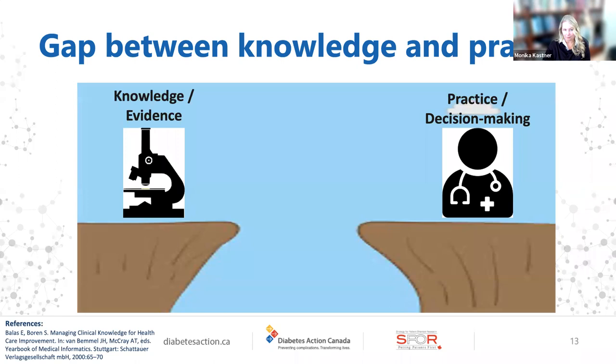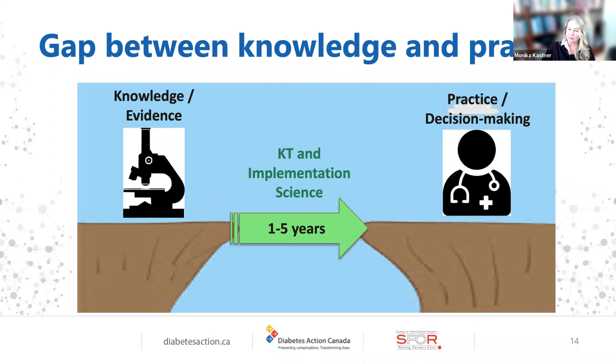So unfortunately, at this point, it takes us about 17 years to get research results into practice, which is a staggering statistic. And so no wonder that we still have care gaps and we're not able to do what we're trying to accomplish. And we work so hard to develop that discovery knowledge, but we're not getting it into practice. What knowledge translation and implementation science can do is actually reduce that time to about 1 to 5 years, which is a very exciting thing, but it's something that we need to work very hard at to make sure that we do get that knowledge into practice.